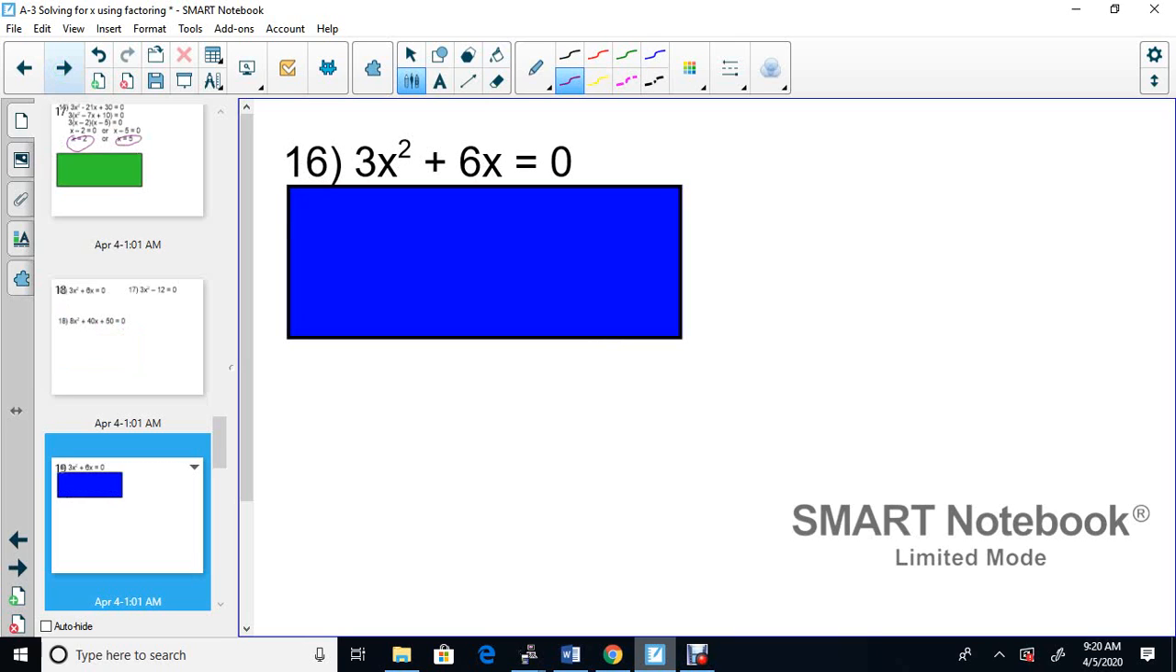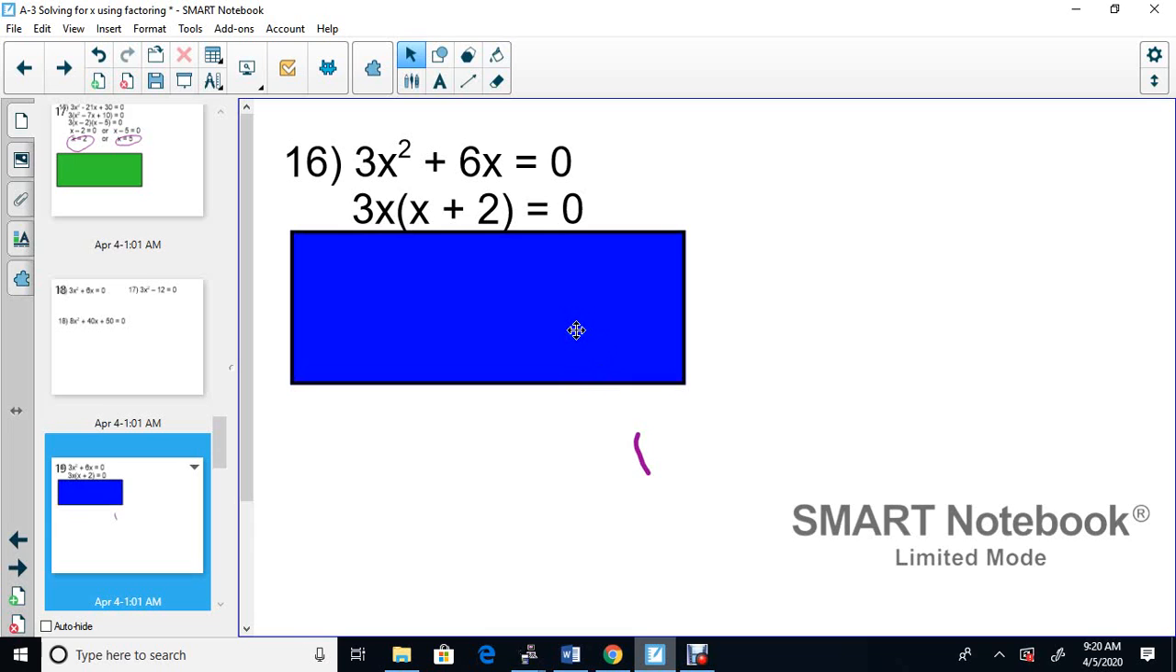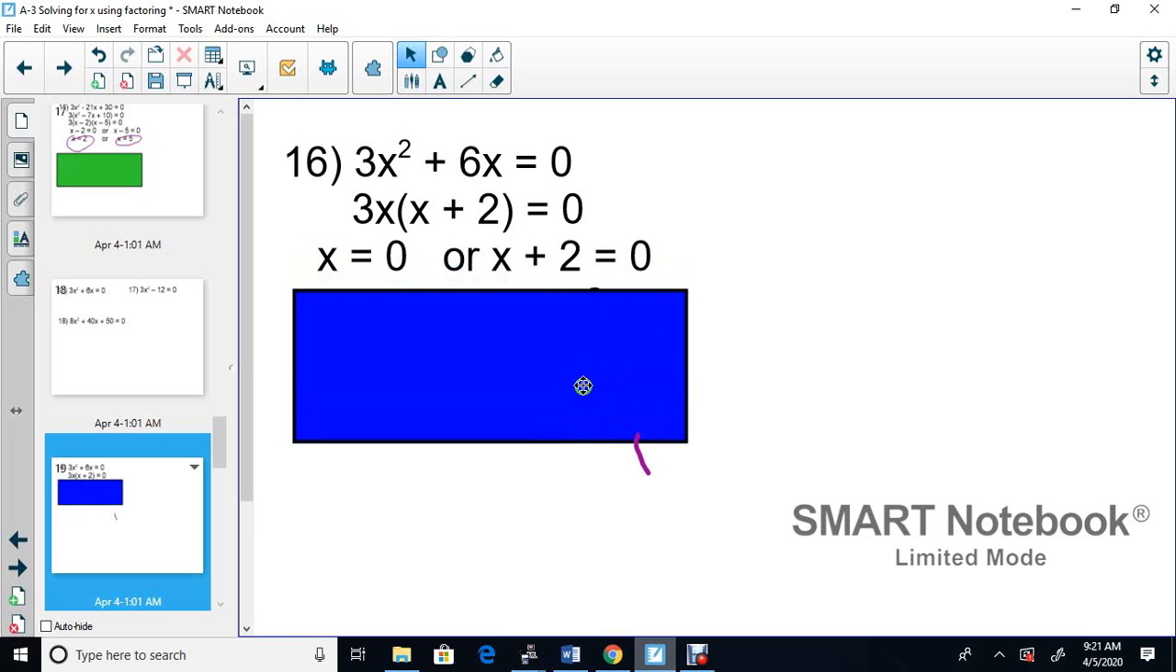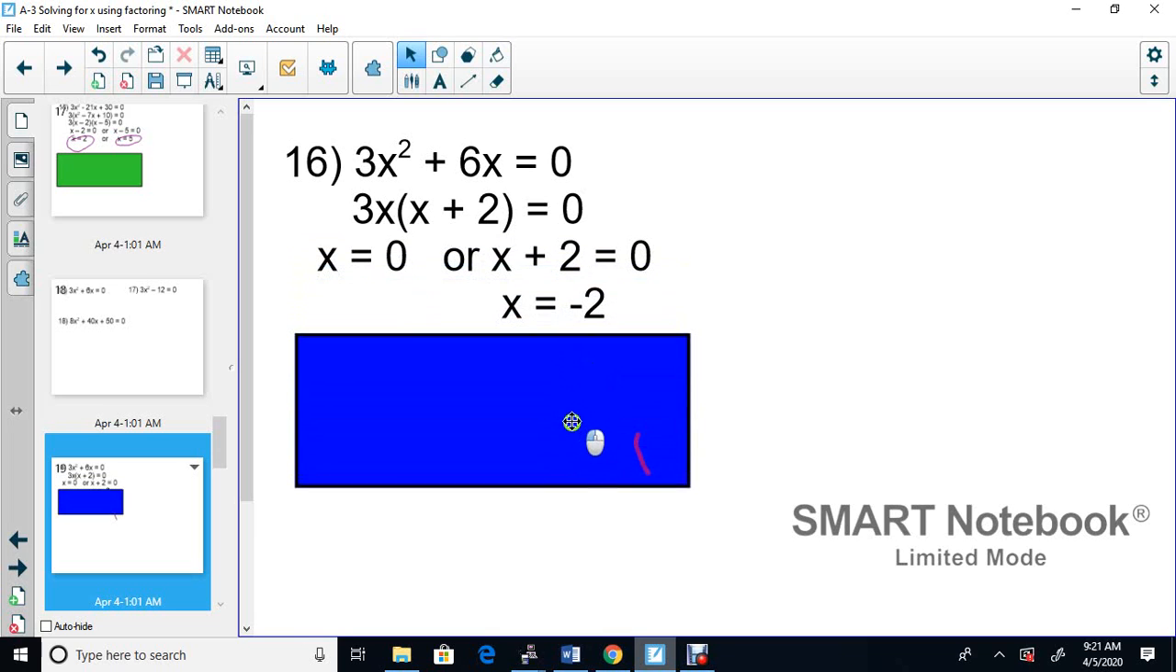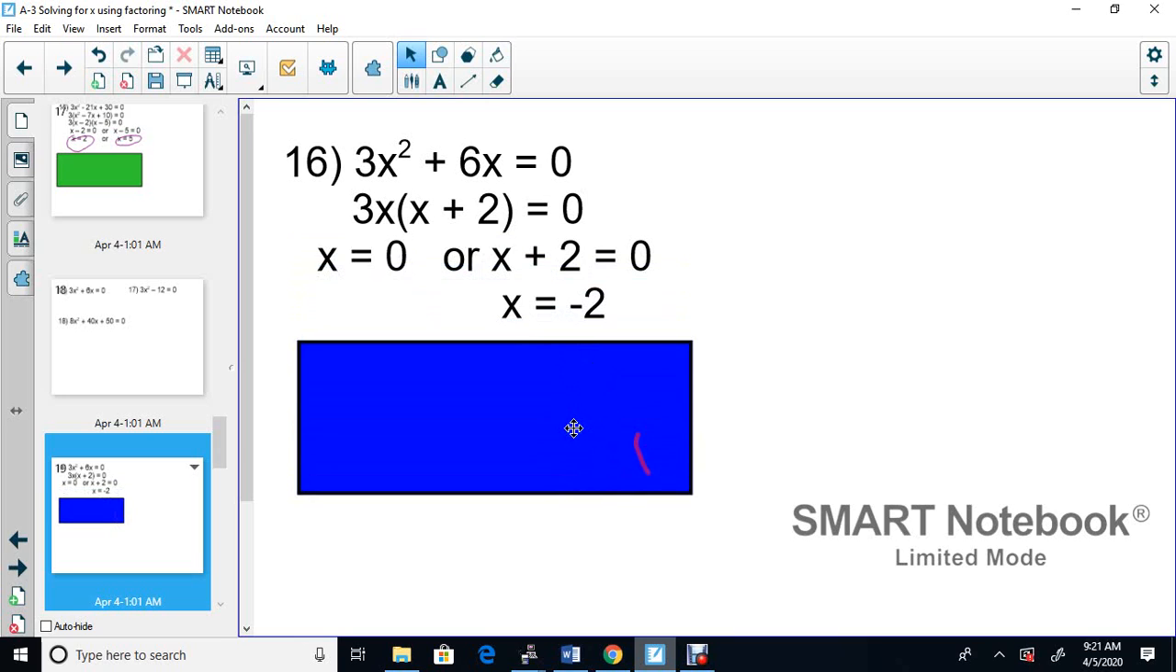You take out a 3x. Very similar to the last one. So you take out a 3x. And you're left with x plus 2. Then x equals to 0. And x plus 2 equal to 0. So your 2 answers are 0 and negative 2.